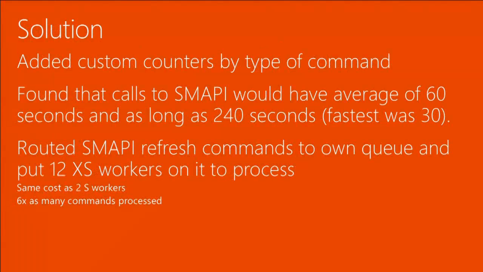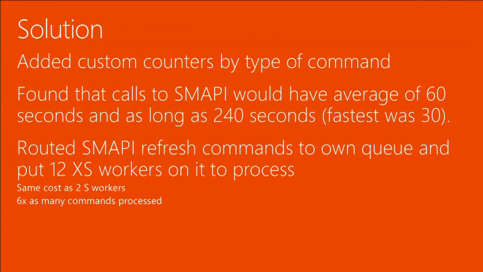So what we did was we decided to profile. We took custom performance counters and we started to actually profile the actual commands and the work that was being done. We found that our calls to the Service Management API were the culprit. So we would have on average about 60 seconds to determine your topology. So get hosted services, find out your storage accounts, so on and so forth. But some of them were running as long as 240 seconds.